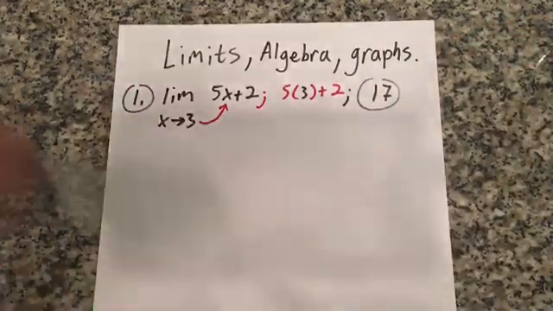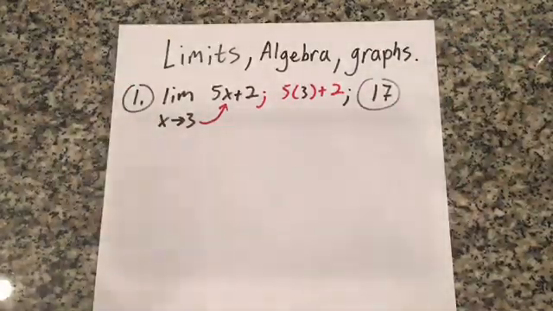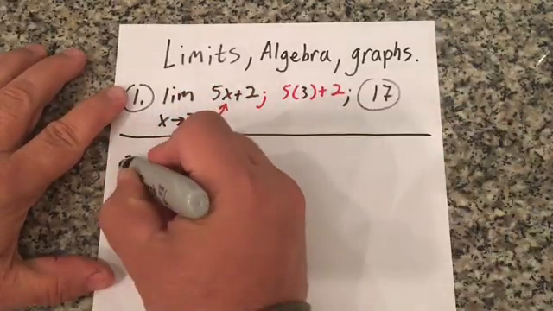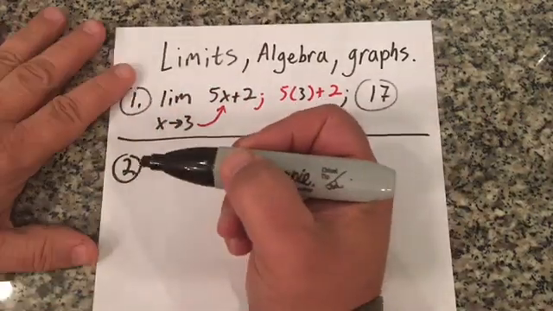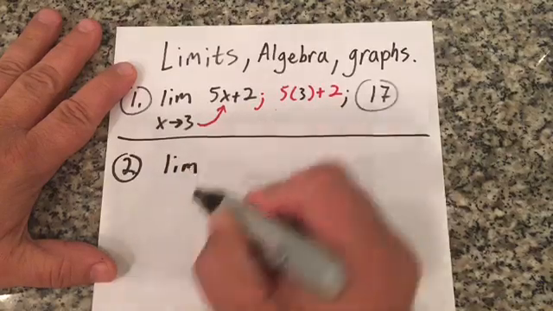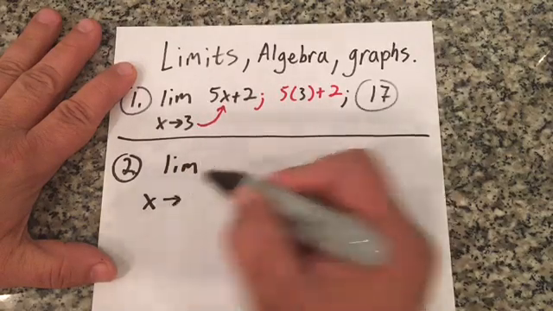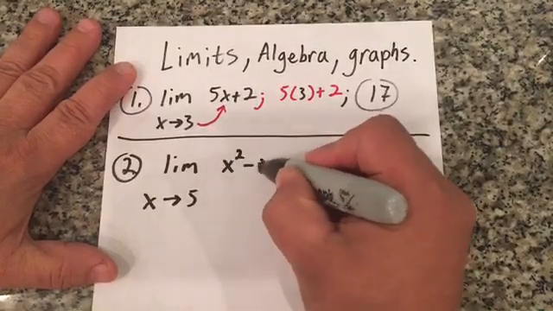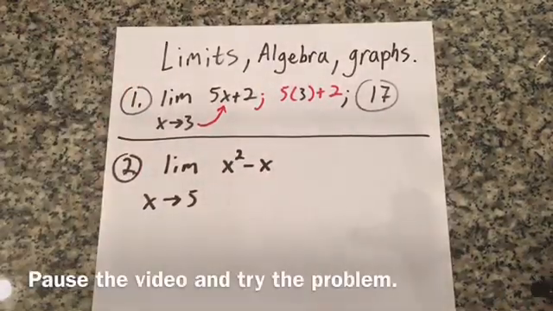So if you think you have the hang of it, for number 2, maybe you'll want to pause it and see if you can't work ahead. So for number 2, we're going to try the limit as x approaches 5 of x squared minus x. A little bit more difficult. Let's see if you can't do it.